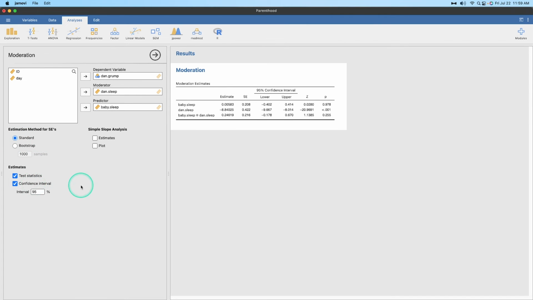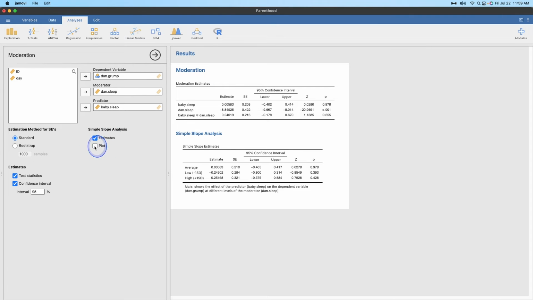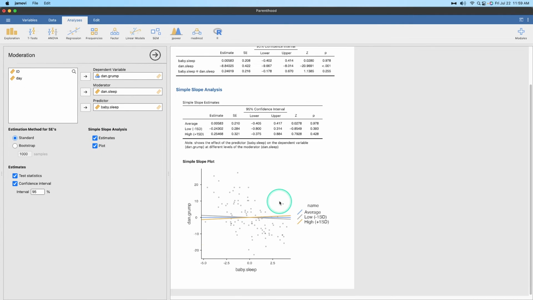Well, let's get our confidence intervals for our estimates, shall we? And let's get our estimates in our simple slope analysis. And then our plot, which gives us our simple slope. It does not look like it's finished yet, because the name should not be the issue here.